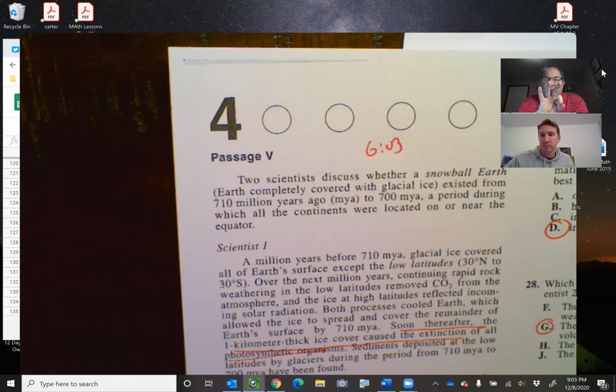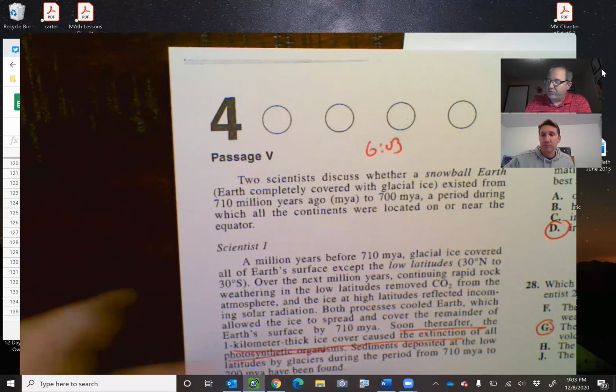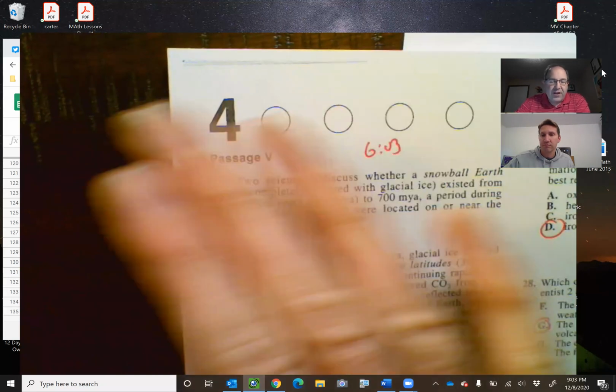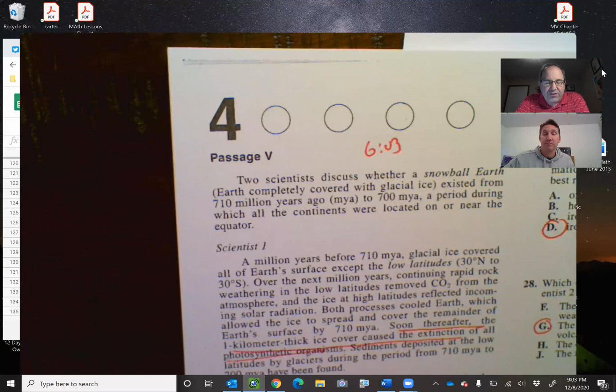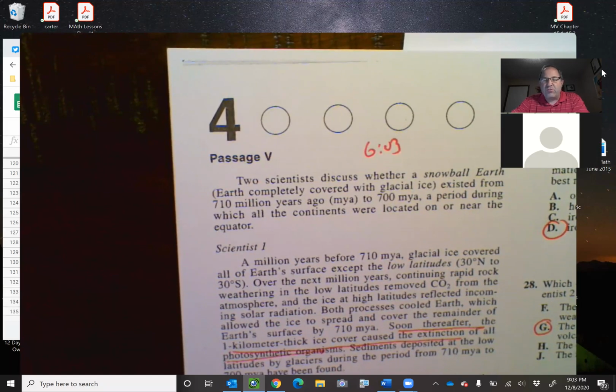Remember, there are three types of passages in the science section. The first one is the dueling scientists, which we're going to do right here. The other one is an experiment. And then the third one deals with charts, tables, and graphs.